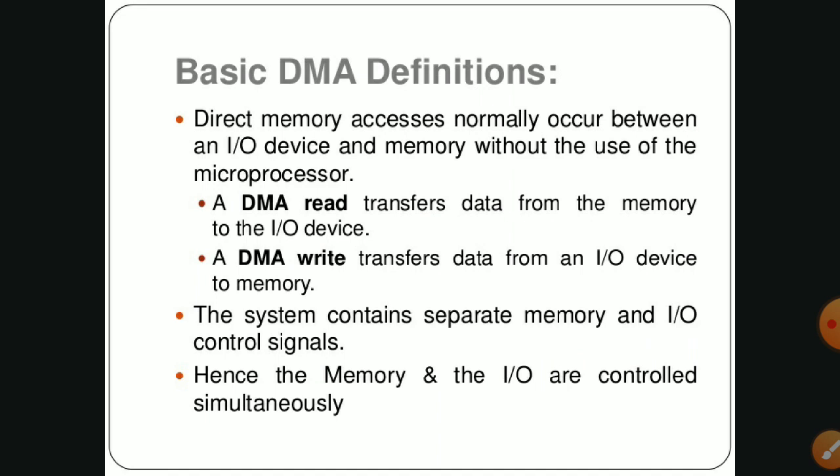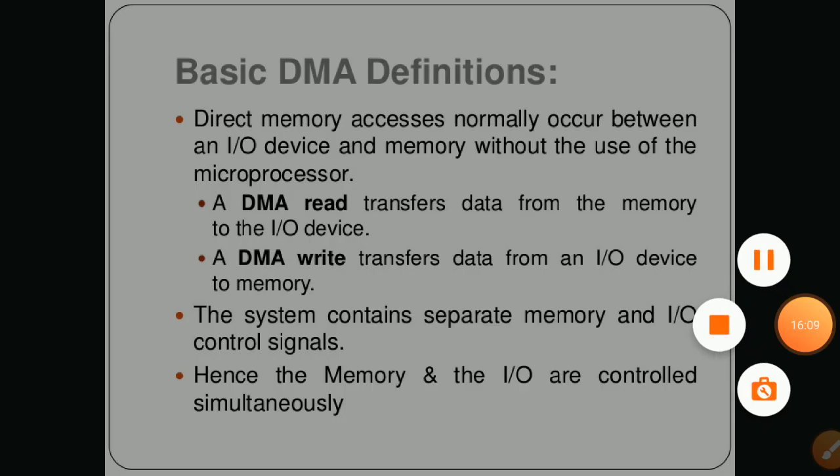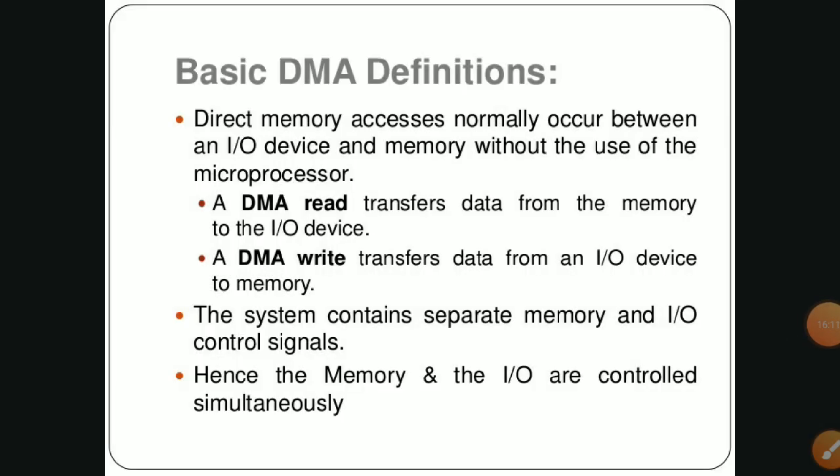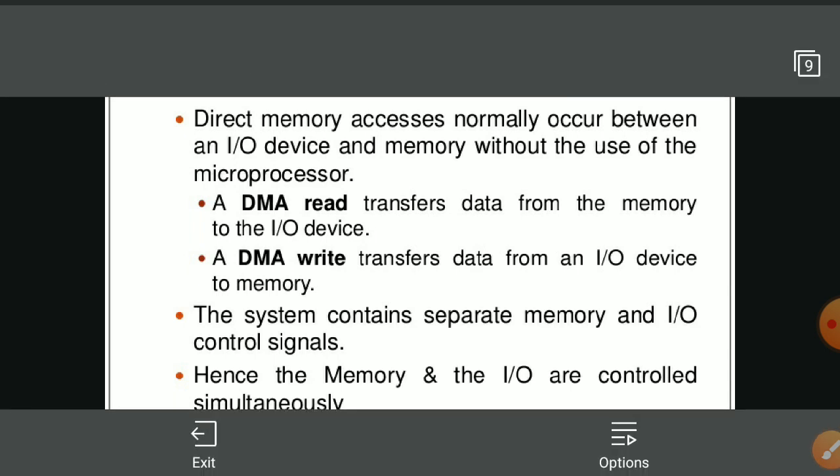These are the two things that we consider according to the DMA operation. Suppose the type of operation for the DMA is a read operation: data is transferring from memory to the IO device. If it is a DMA write operation, data is transferring from the IO device to memory. The system contains separate memory and IO control signals. The DMA controller also has separate memory and IO control signals, so the memory and IO will be controlled simultaneously because of this.